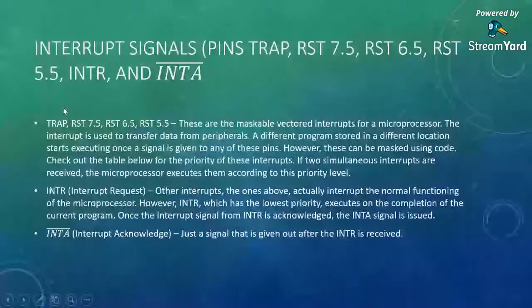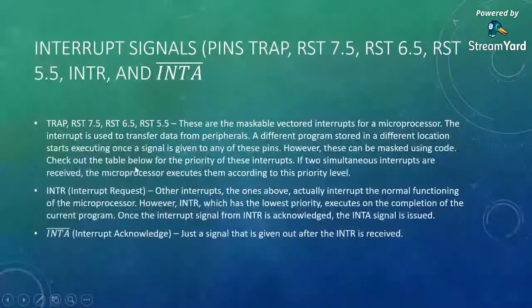Here is the interrupt pin. So trap, reset 7.5, reset 6.5, reset 5.5 are the multiple vector interrupts for the microprocessor. The interrupt is used to transfer data from a peripheral. Different programs stored in different locations start executing once a signal is given to any of these pins. However, this can be masked using code.